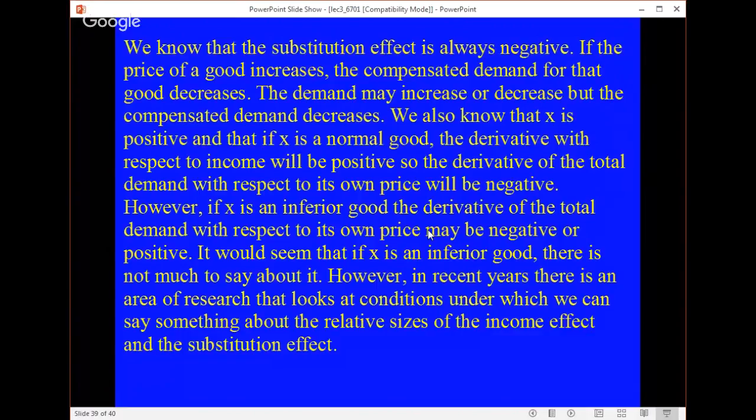It would seem that if X is an inferior good, there's not much to say about it. However, in recent years, there's been research that looks at conditions under which we can say something about the relative sizes of our income and substitution effect.